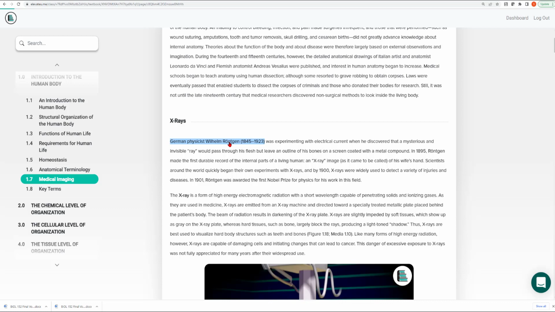Whenever you see blue, you know that it's something you don't need to know. Up until now, I haven't made any blue moments, so up until now, everything you need to know. But I am not going to worry about, for example, the fact that in 1901 they were given the Nobel Prize. Those are not the sort of facts that I care about.